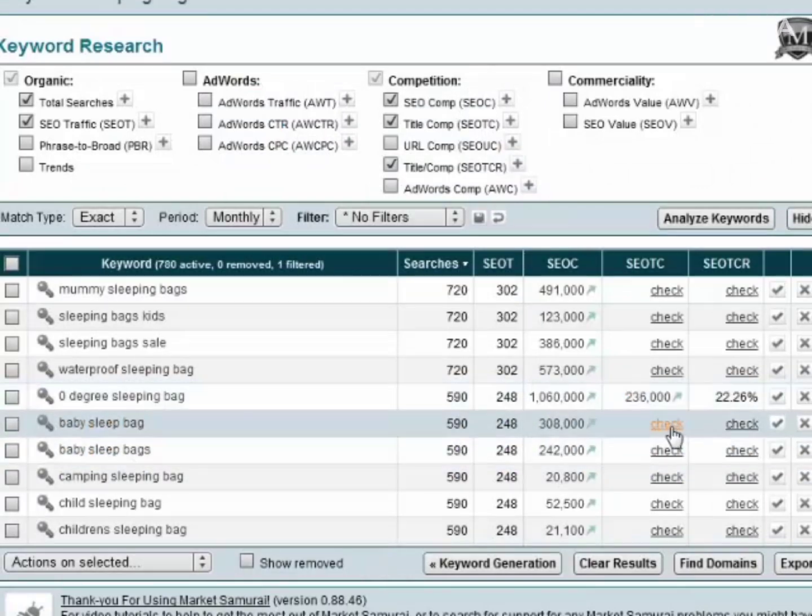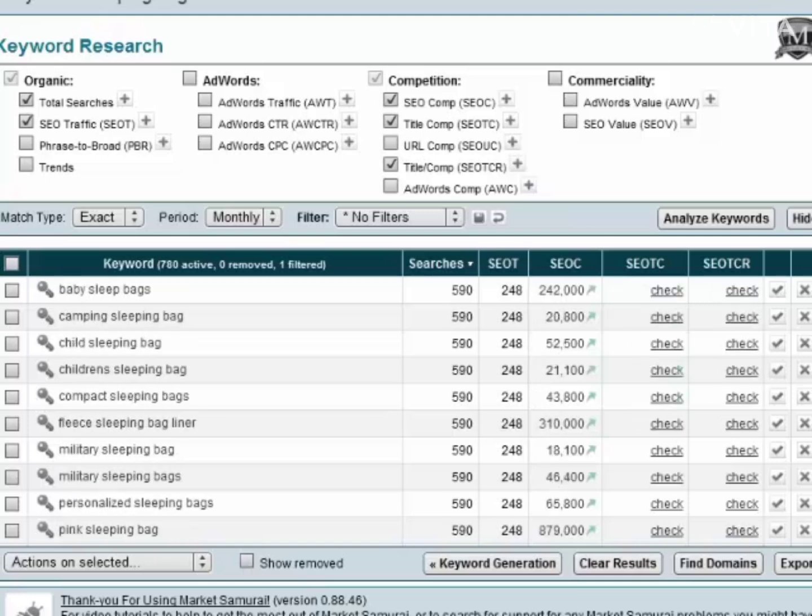Here's more baby sleeping bags, baby sleep bag. And actually, I have kids. I don't think that's actually a sleeping bag. It's a little fleece thing you put them in when they go to sleep. We use those. We call it a sleep sack, if anybody's interested. But I think you get the point here. That's kind of how we do our market research.